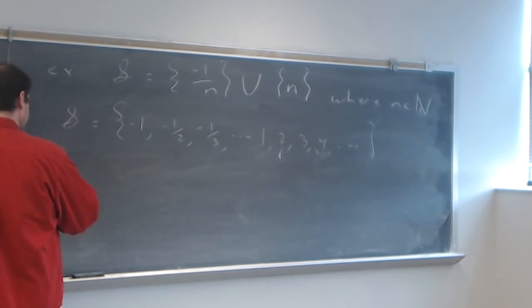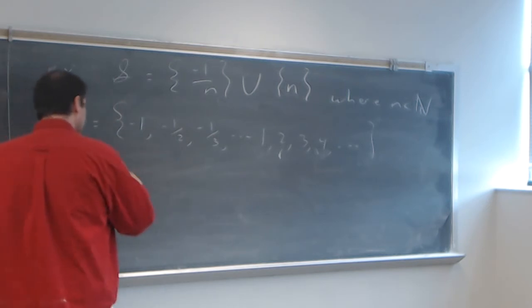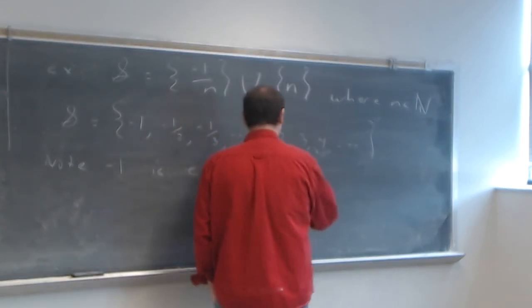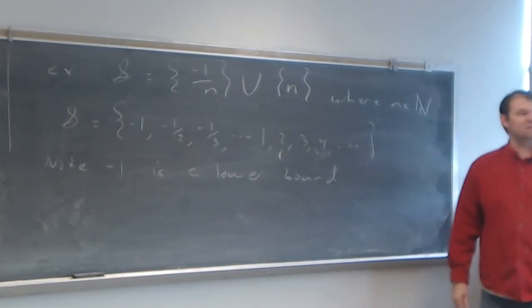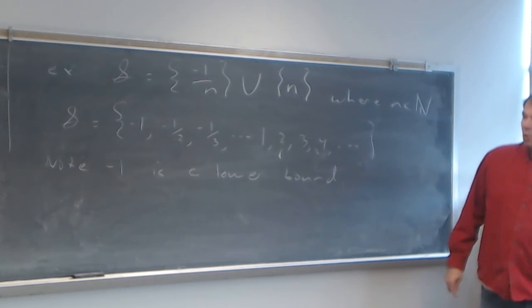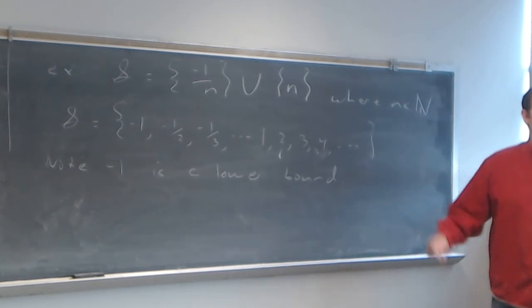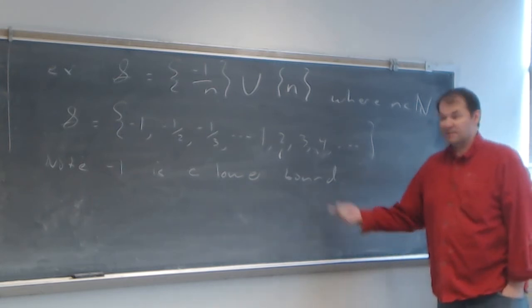Now here's what I want you to notice. Minus 1 is the lower bound. Minus 1 is less than or equal to everything in this set, and minus 1 itself is in this set. Previously, I gave a lower bound of minus 3 in the previous example, but minus 3 wasn't in the set. But here, the lower bound can be in the set, and so could an upper bound.